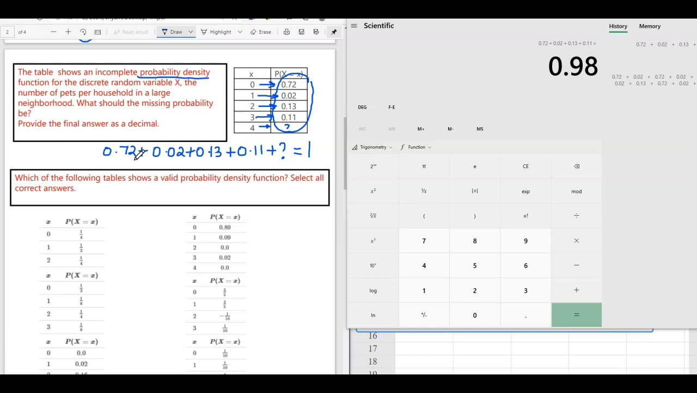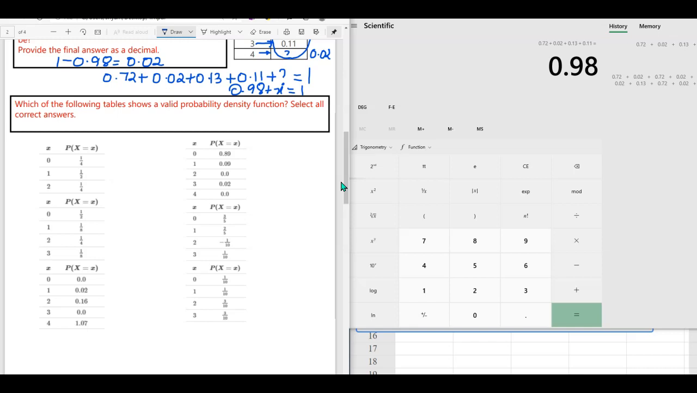So this entire value, 0.98, plus x should give me 1. So I know that x is nothing but 0.02. All I do is subtract this from 1. So 1 minus 0.98 gives me 0.02. And that is the probability of the value 4. Keep in mind, you add all the probabilities and simply subtract it from 1. All right, now let's go ahead and look at the next problem.